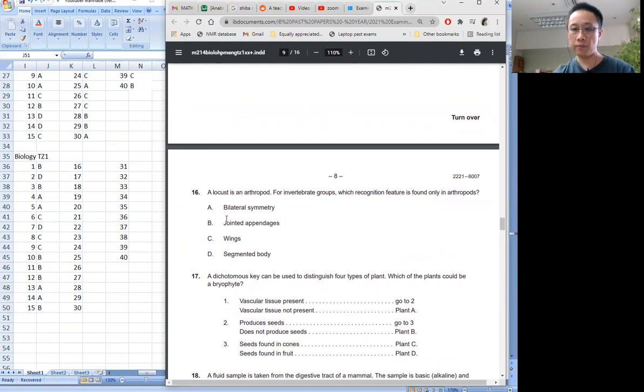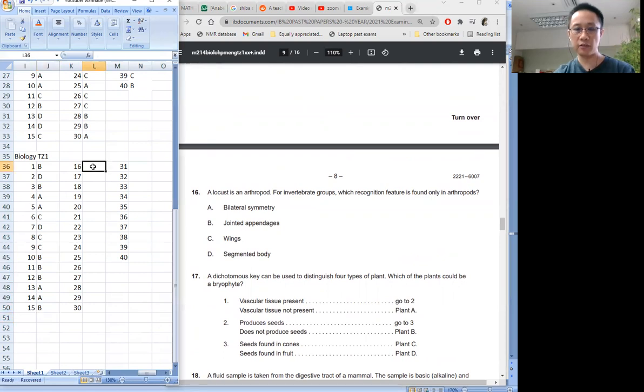Jointed appendages should be the one. The exoskeleton, I guess crustaceans is also one type, but I think jointed appendages should be the answer. Because many other things have wings, and then birds have wings. Segmented body, like annelids have segments as well.